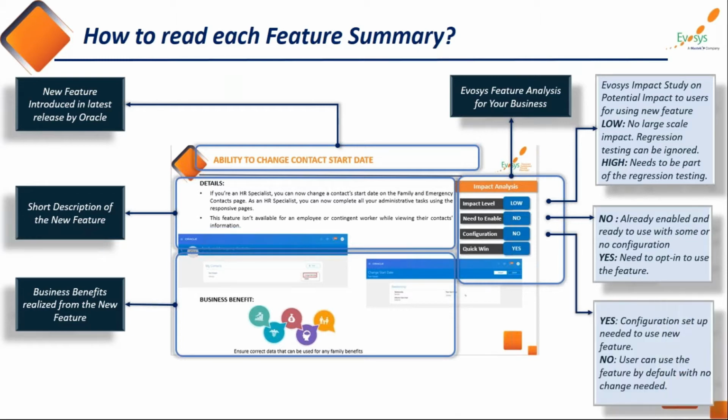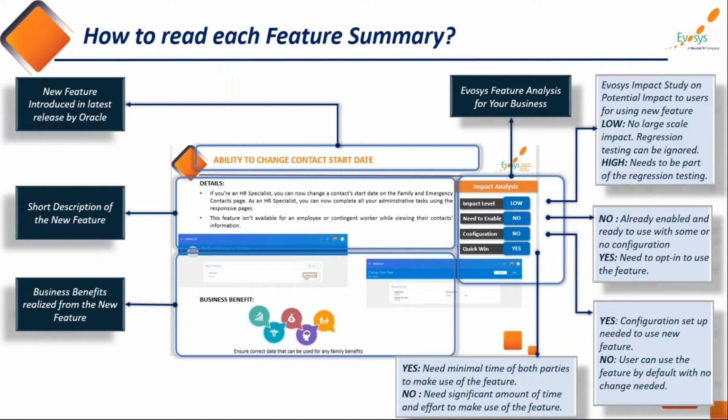And third one highlights the nature of the feature. There would be certain configurations which may be required, or some can be used without any changes. And the last one is a quick win. This term we use to simply convey what is ready to use by investing a minimum amount of time, and what requires a significant amount of time and effort to make use of this feature.